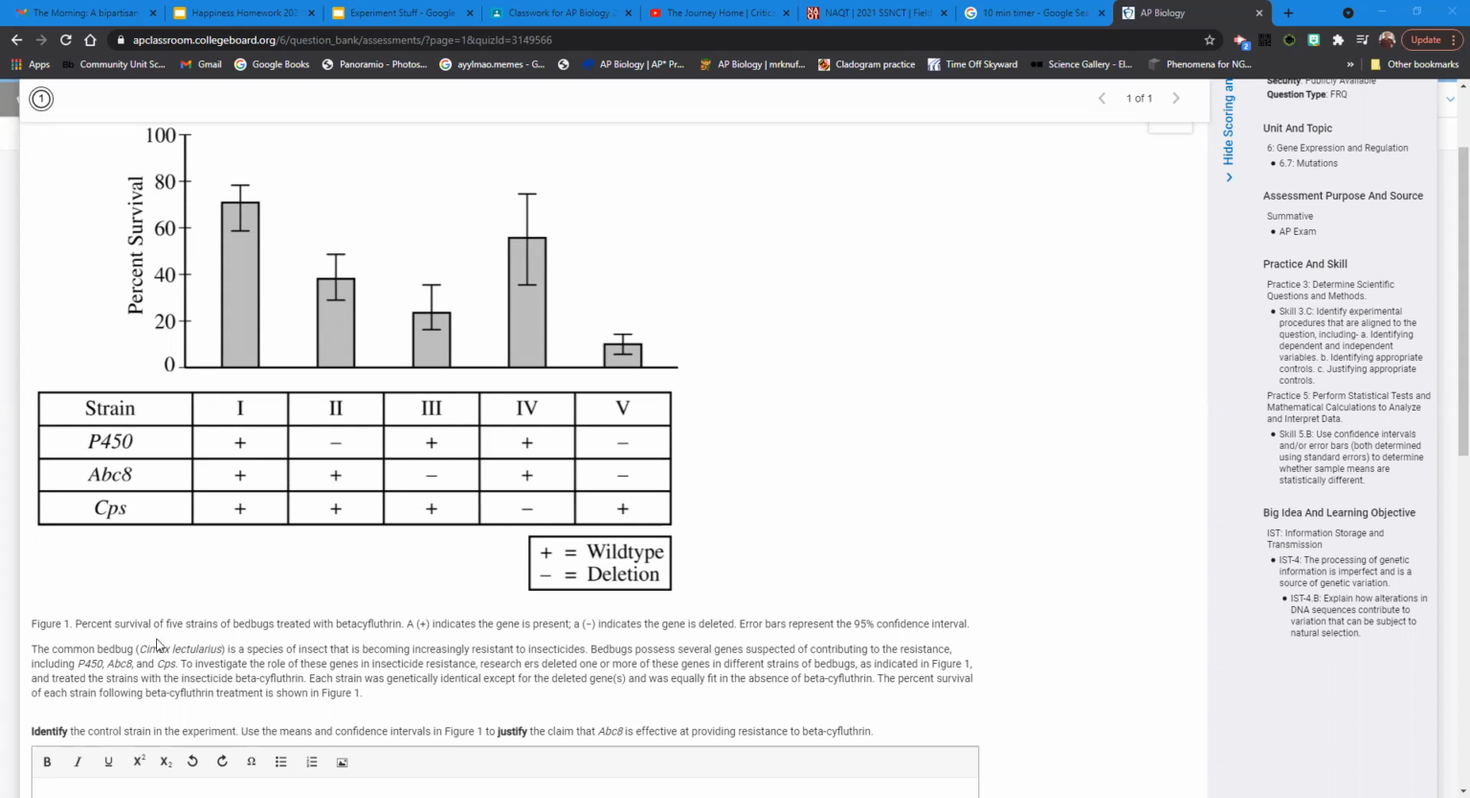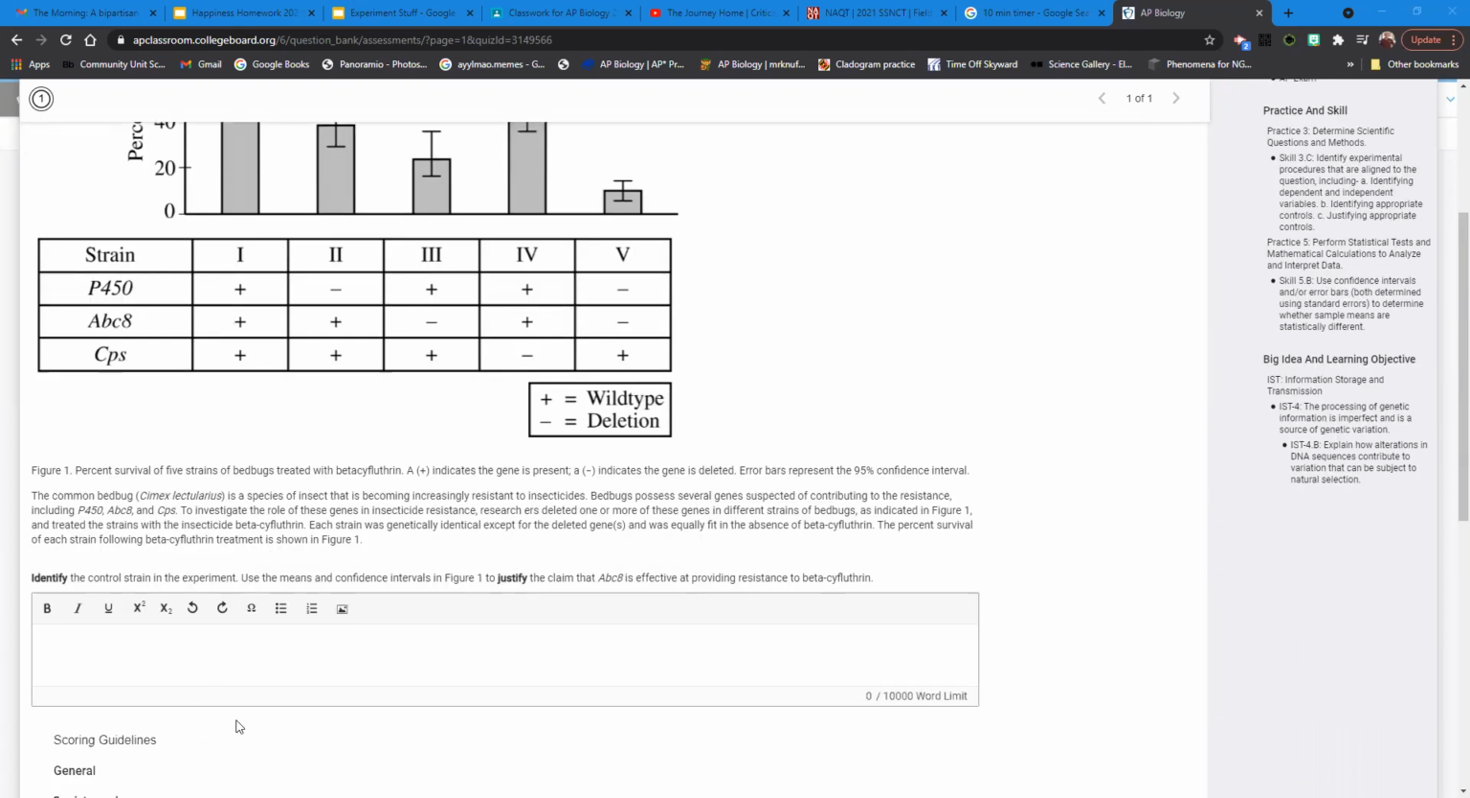bedbugs. So the first thing you needed to do was identify the control strain in the experiment, and you got 1 point for saying that strain 1 was the control strain in the experiment because it has all the genes in the normal conditions. So that would be 1 point there.